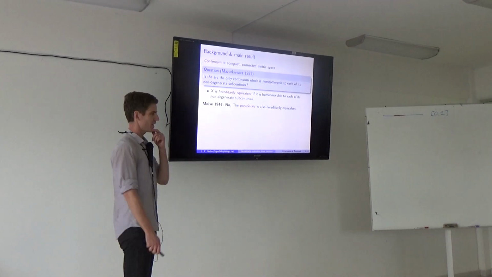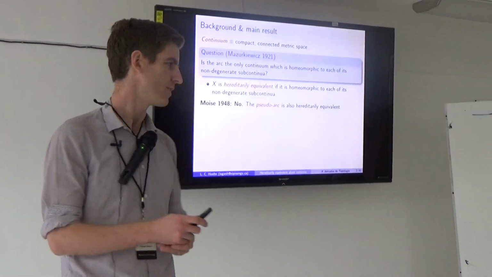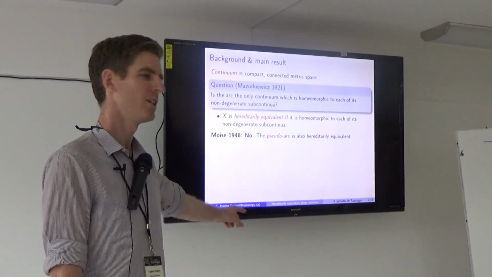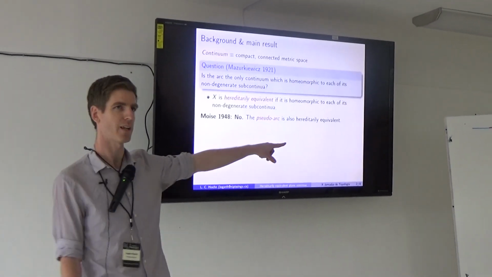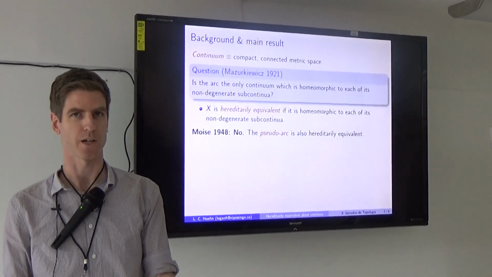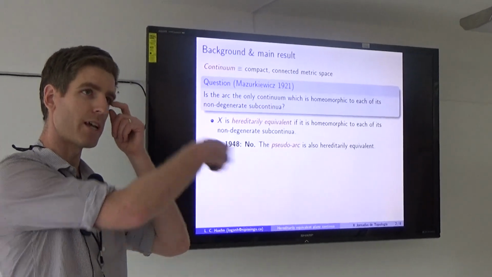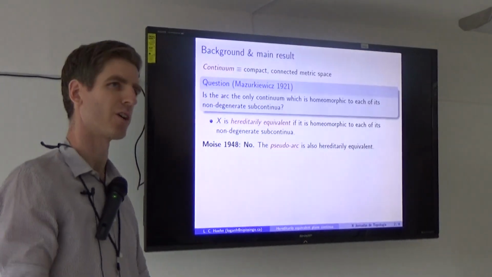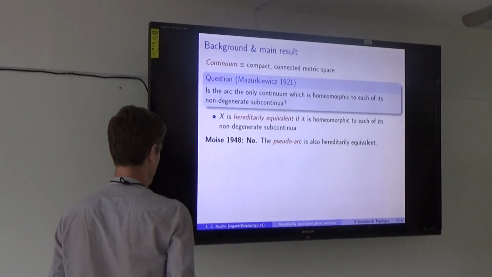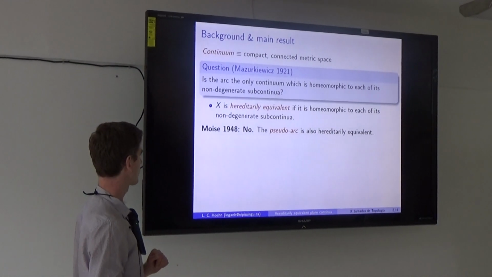It turns out that the answer to this question is no, and that was proved by Moïse in 1948. He constructed a new continuum, which he called the pseudo-arc. He called it the pseudo-arc because it has that property in common with the arc, that it is hereditarily equivalent. I will tell you on the next slide what the pseudo-arc is, for those of you who have not seen that, so I'll give some details about it. But it turns out that it is another hereditarily equivalent continuum.